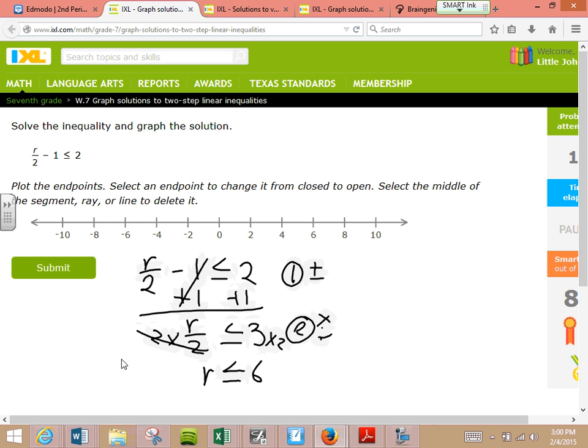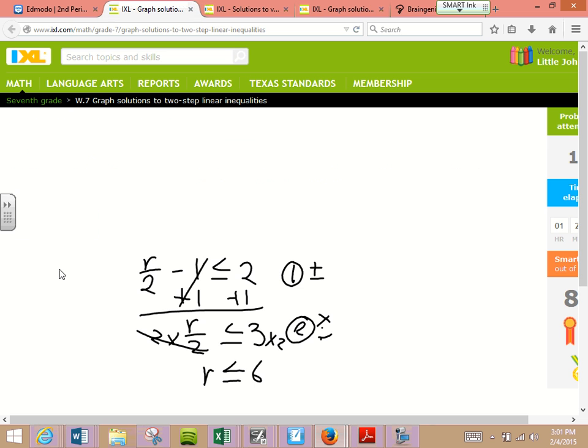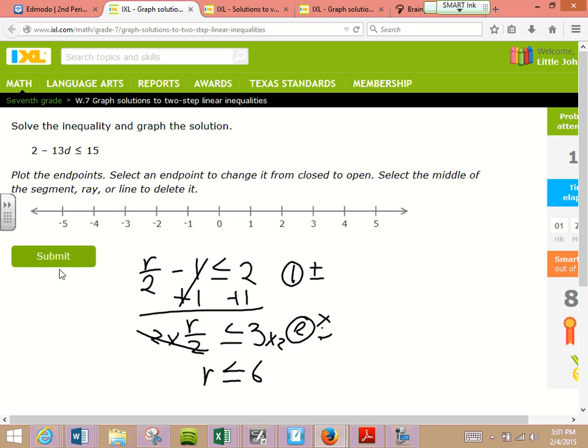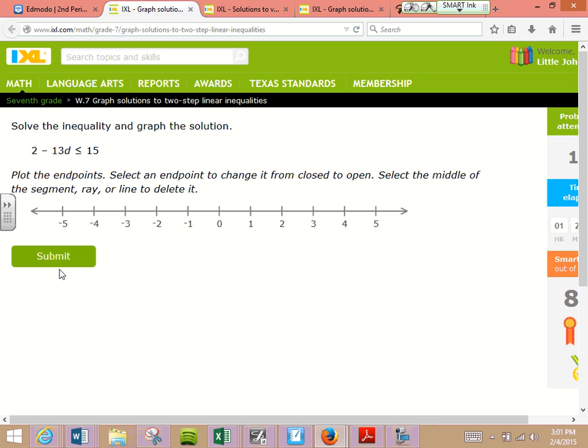Then you will go over here and you put 6. Because there's a line under the sign, that means a closed hole. And look at the direction of the thing. It's going this way. Excellent. All right, so I'm going to assign you cards in a minute, and then we'll begin.